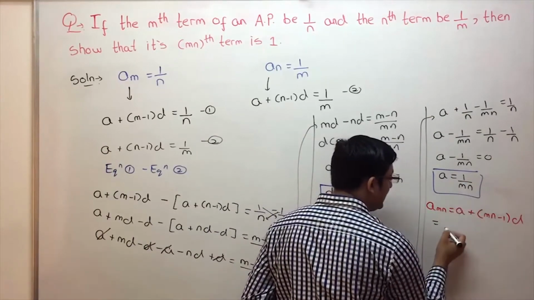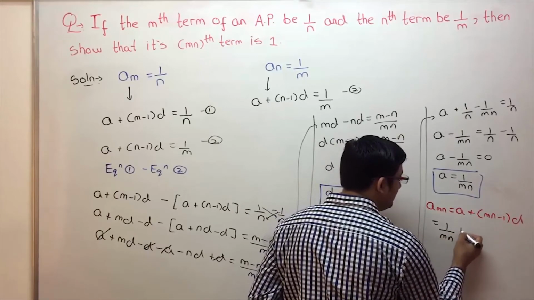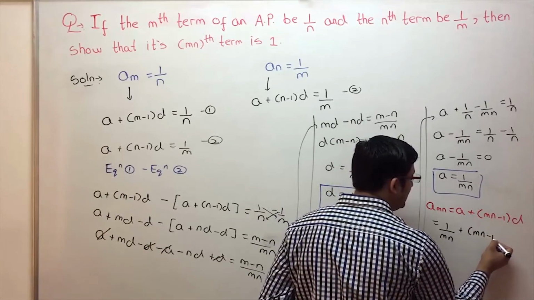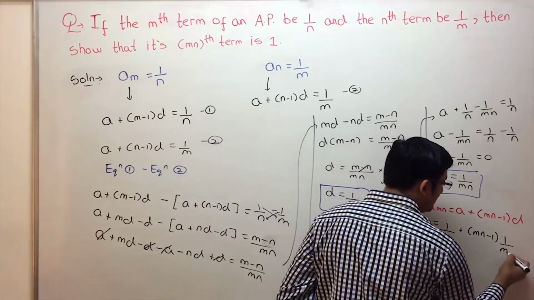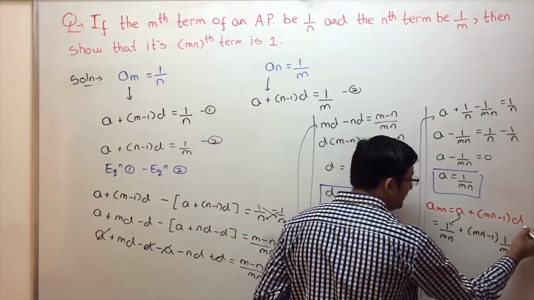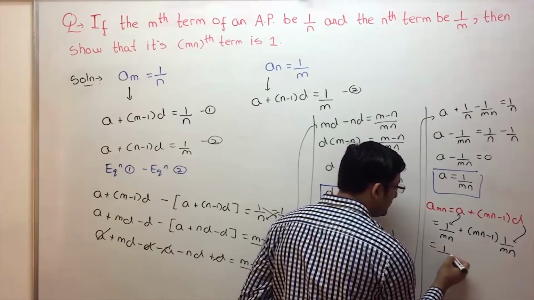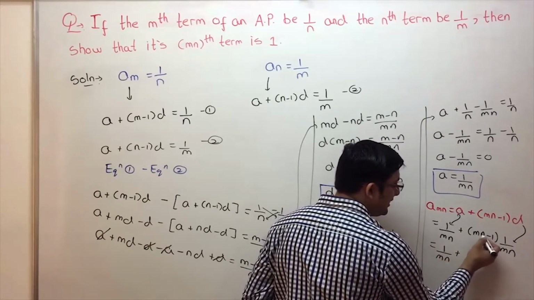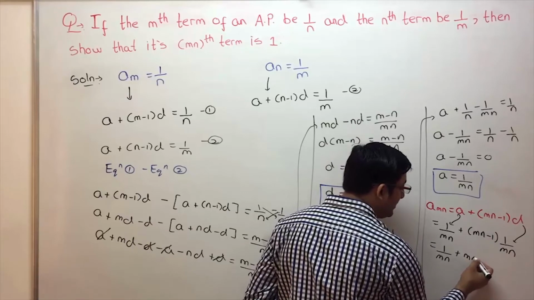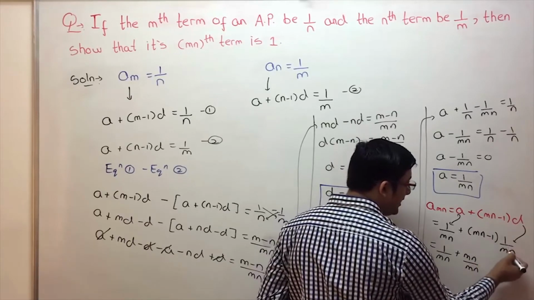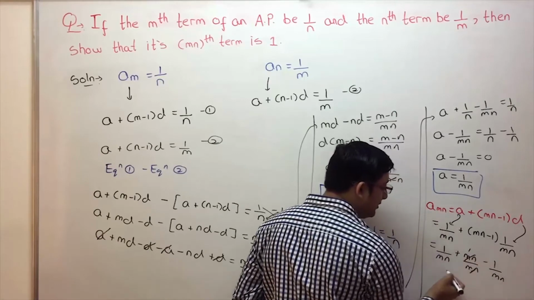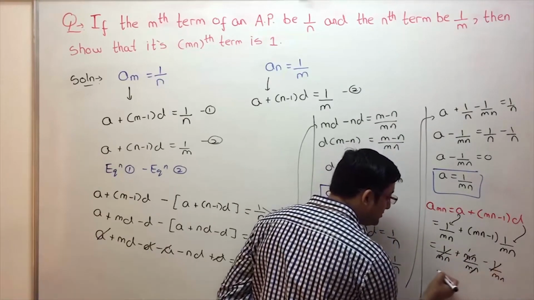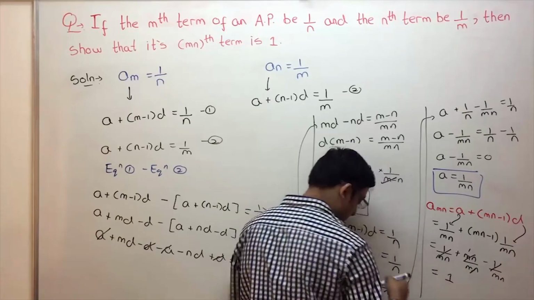So what is the value of a? 1 by mn, plus (mn minus 1) into d. What is the value of d? 1 by mn. So what did I do? I just plugged in the values of a and d. So solve this. 1 by mn plus mn into 1 by mn is mn by mn, minus 1 into this is minus 1 by mn. So this and this become 1, and 1 by mn minus 1 by mn is 0. So we get the answer as 1.